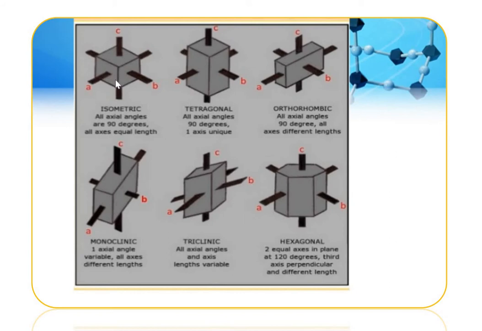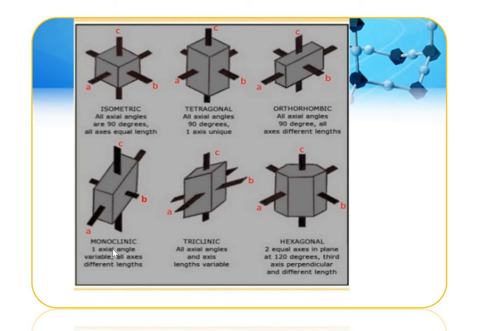So what is isometric? Here, all axial angles are 90 degrees. That means alpha equals beta equals gamma equals 90. And all axes are of equal length, that means A equals B equals C. But in tetragonal, all axial angles are 90 degrees, no doubt, but one axis is unique. That means A equals B but not equal to C. In orthorhombic, all axial angles are 90 degrees and all axes are of different lengths: A not equal to B, not equal to C.